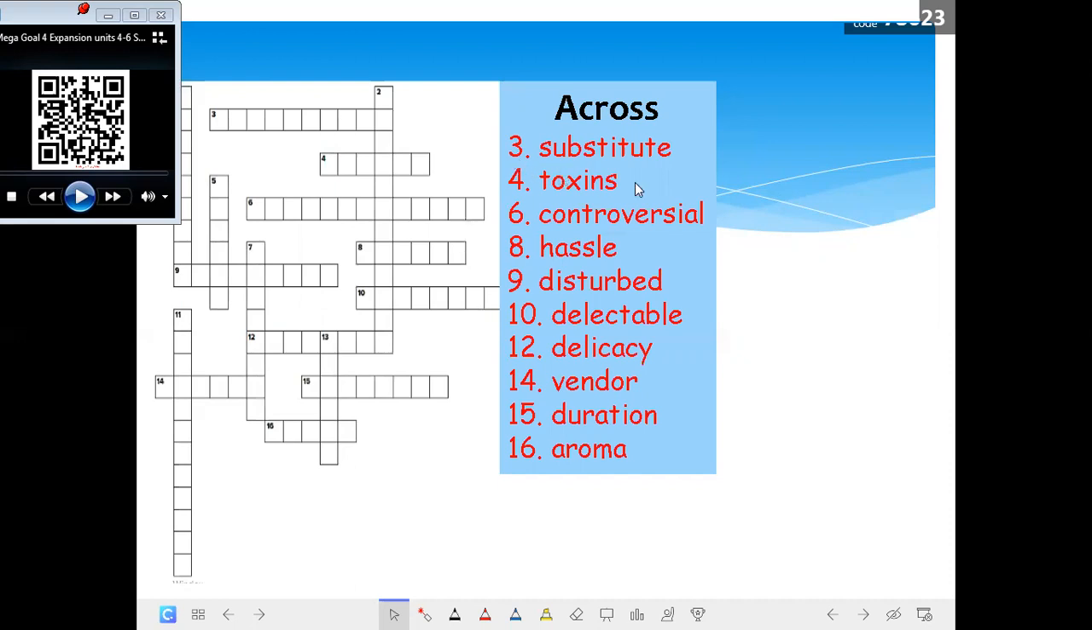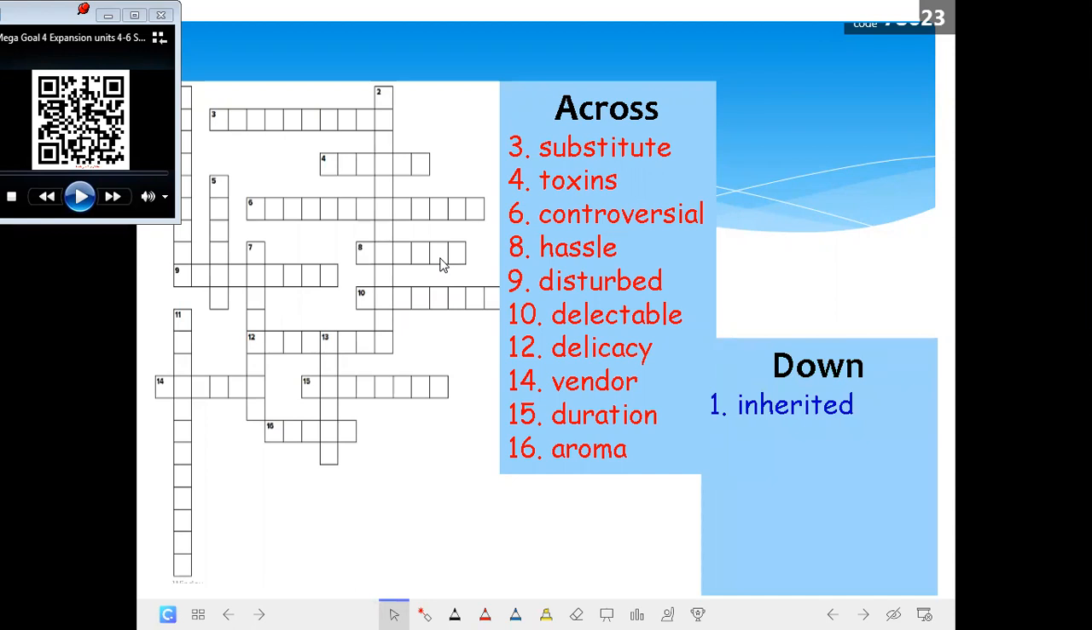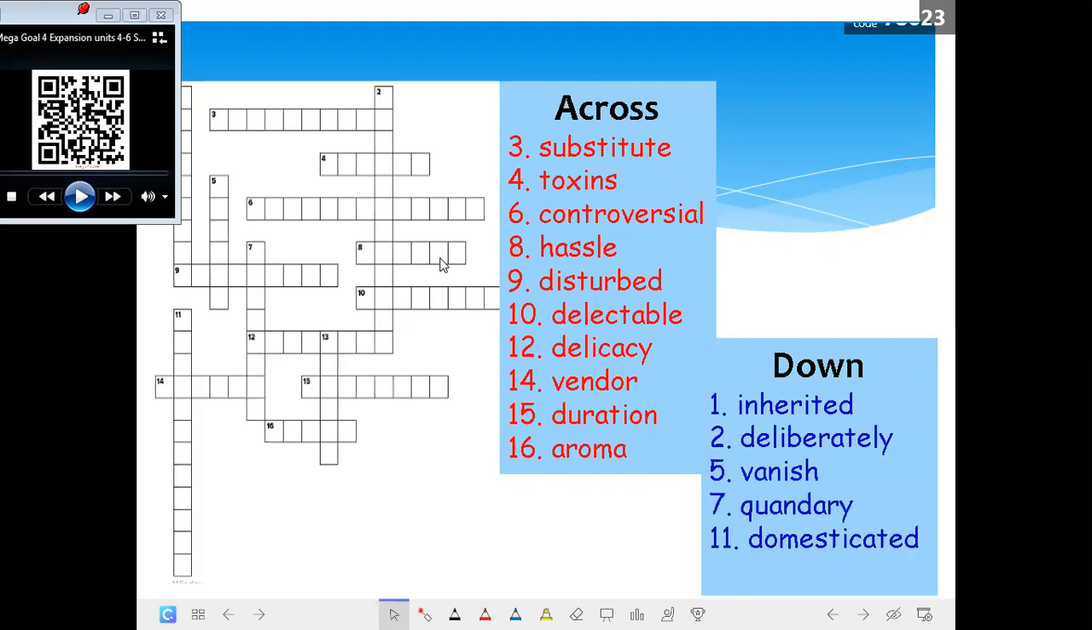As you see, my dear students, they are the words you have to write here in the across, here for number 3, number 4, number 6. In any crossword puzzle, you have to write these words on it. Now, let's go to the down words. Okay, now let's go to page 68.